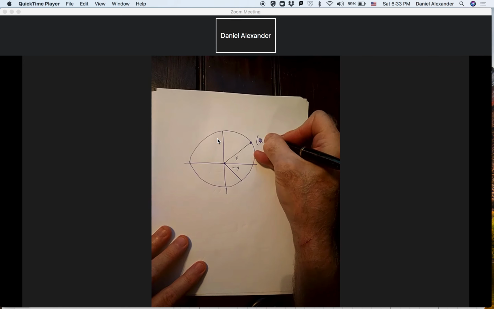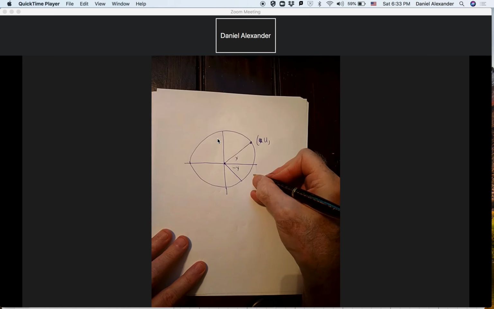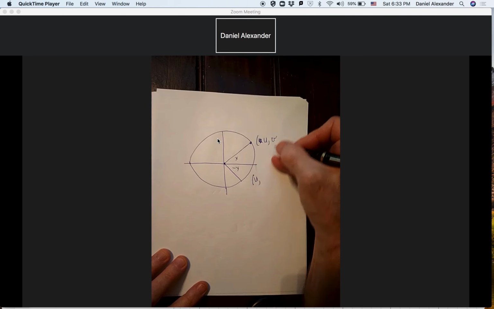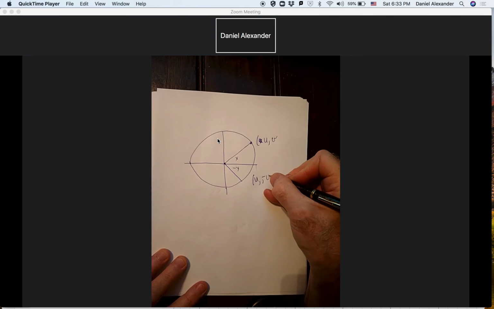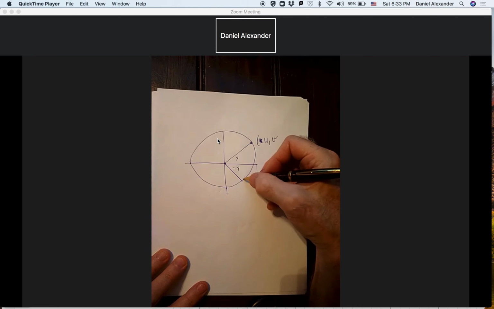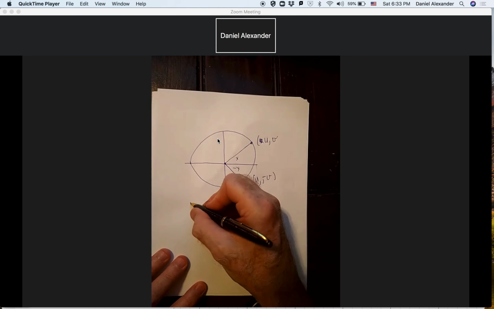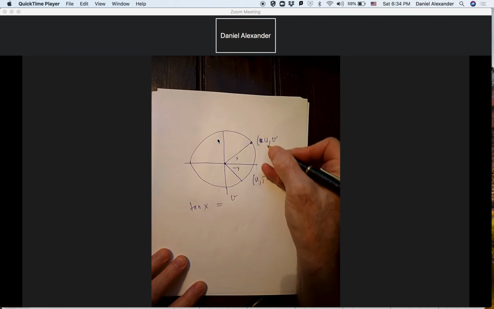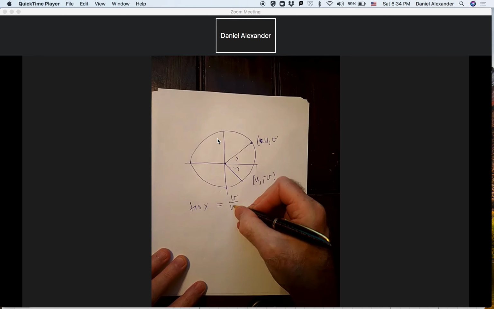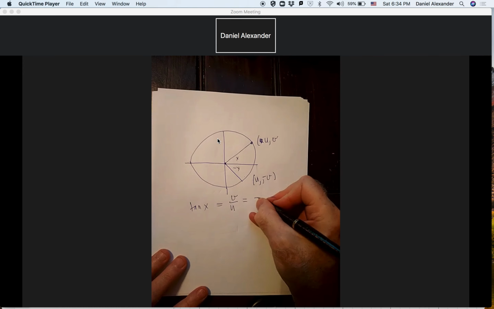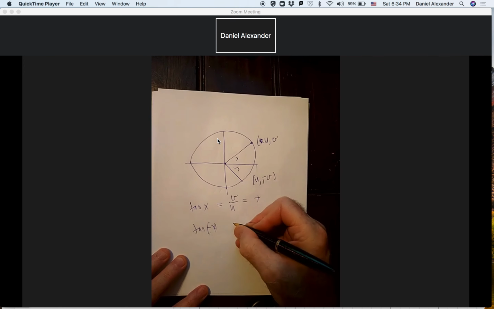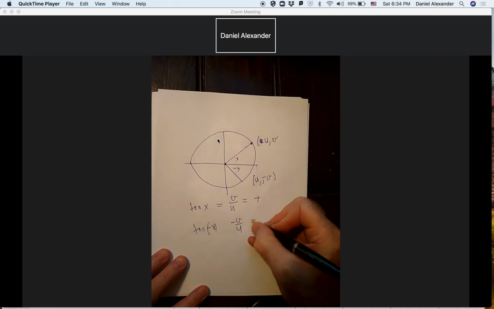Whatever that's going to be, this is going to be u. Whatever the y-coordinate v is, it's going to be the opposite, but negative, because it's just going to be a reflection, even though my pictures don't show it. So the tangent of x is going to be v over u. That's going to be positive. The tangent of negative x is going to be negative v over u, and that's going to be negative.